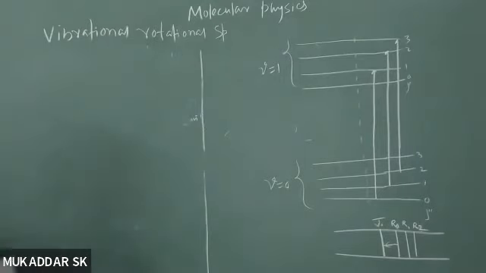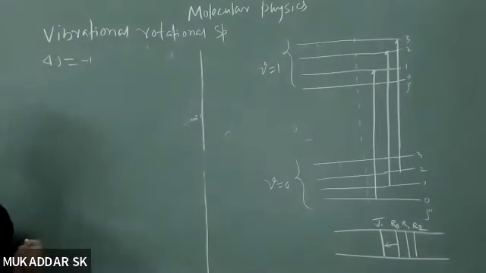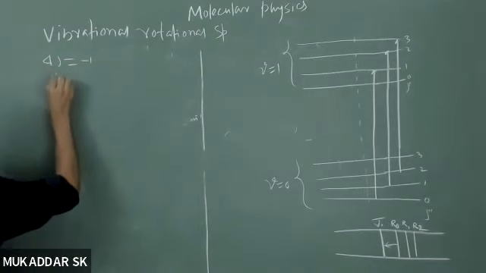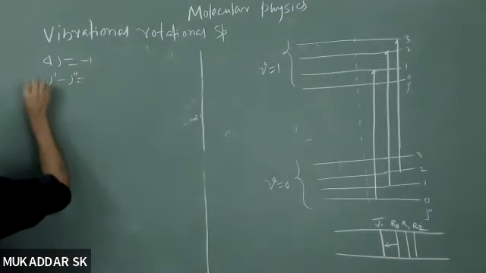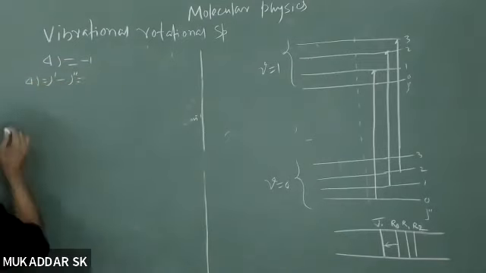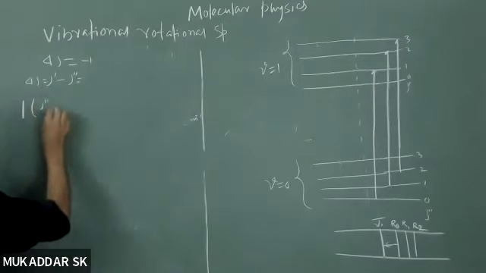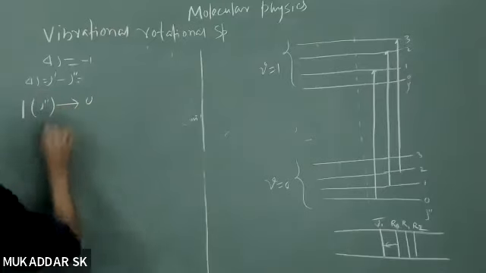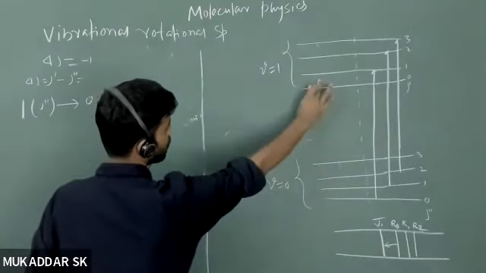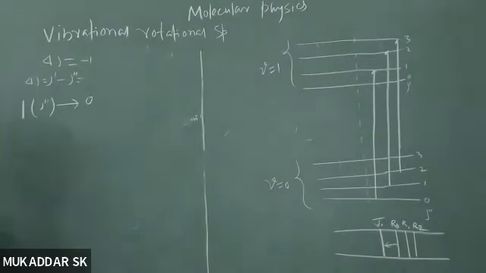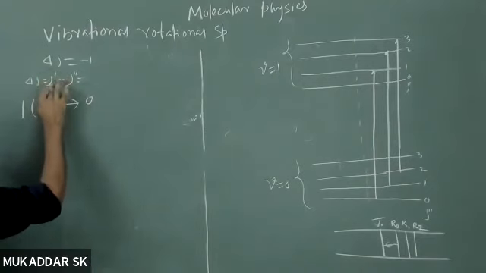So please keep in mind that you have delta j equals to -1, and you know that delta j is nothing but j dash minus j double dash. This is your delta j. Okay, so what will the first line be? Corresponding to the rotational quantum number j double dash equal to 0, that will be your first line? Not possible, because you have to keep delta j equals to -1, and delta j is basically j dash minus j double dash.